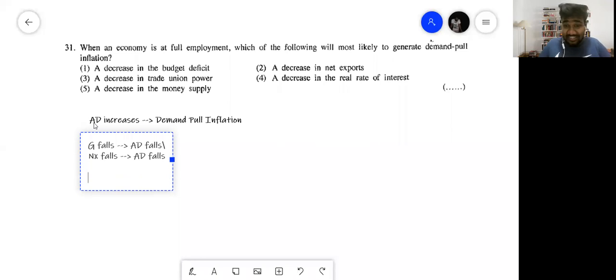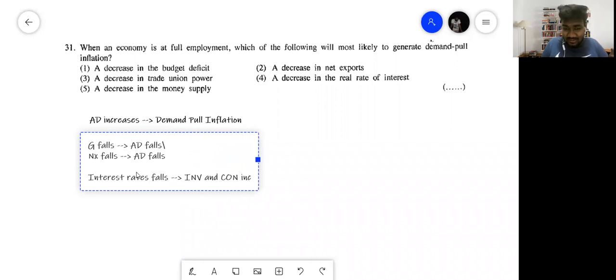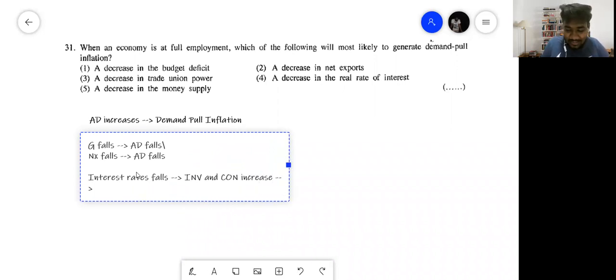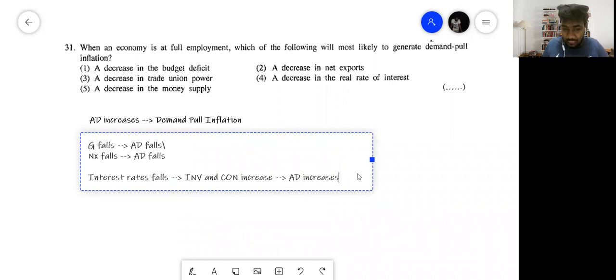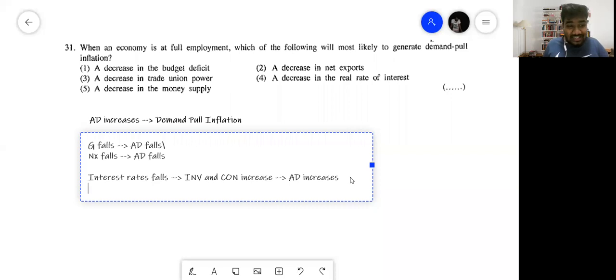The fourth one, a decrease in real interest rate. Yes, right? So if real interest rate falls, then what happens? Remember I told you, if interest rate falls, what happens, guys? Rates fall, yes. Money supply increases. As a result, what happens, guys? Investment and consumption increase, right? I just taught you all that. Investment and consumption are components of what? Aggregate demand. So aggregate demand increases, and then what happens? Demand pull inflation.